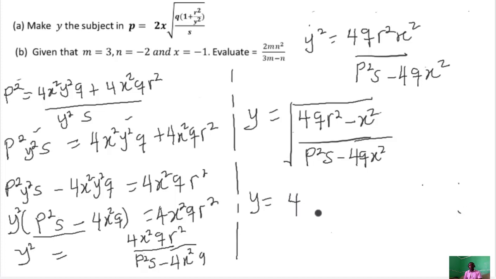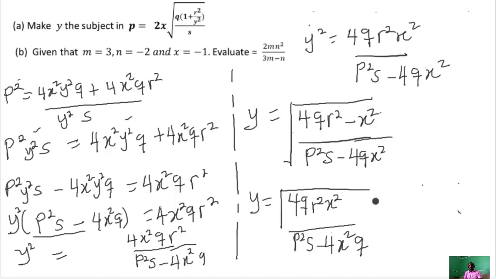y is equal to square root of 4q r square s square over p square s minus 4s square q. That is how we solve for the change of subject.